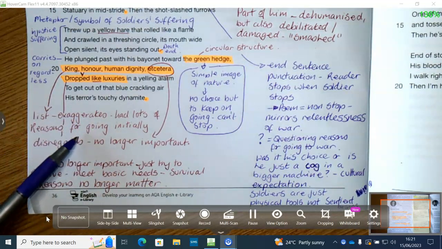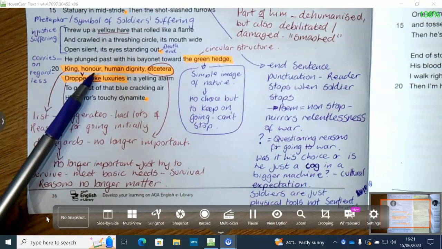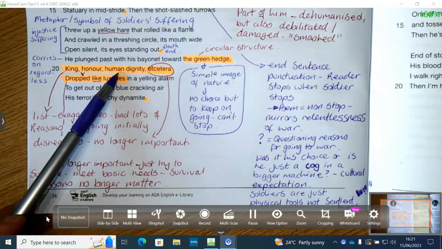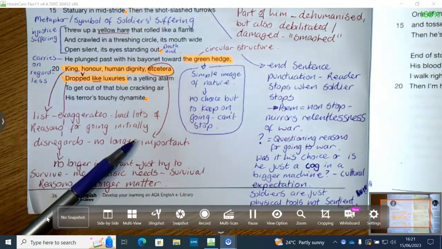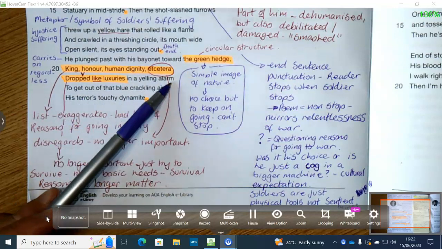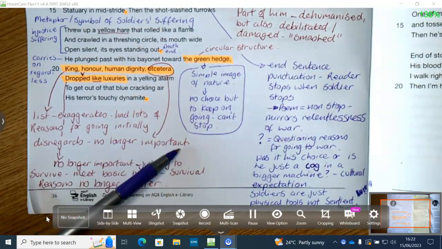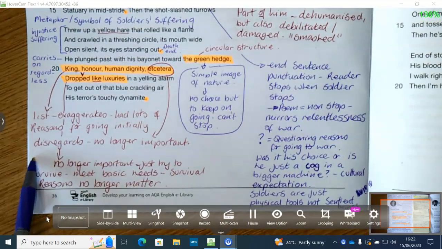There were lots and lots of reasons for going to war: to honour his king, the honour that he would get from being a soldier, because he thought it was the right thing to do by society and by other people. But those reasons are no longer important. Etc. means and so on, as if he can't even be bothered to explain them anymore. So he seems to really disregard his original sense of purpose.